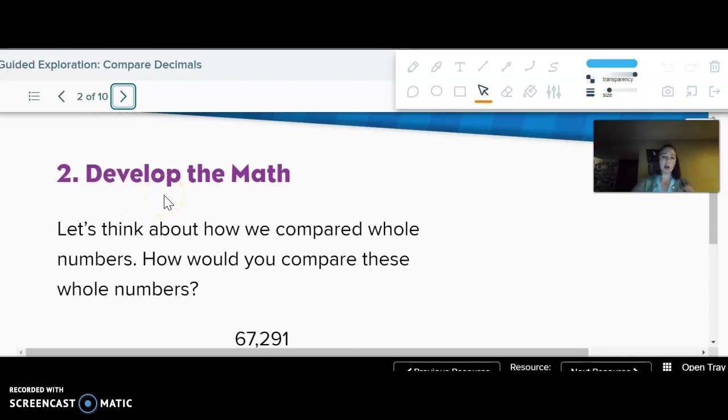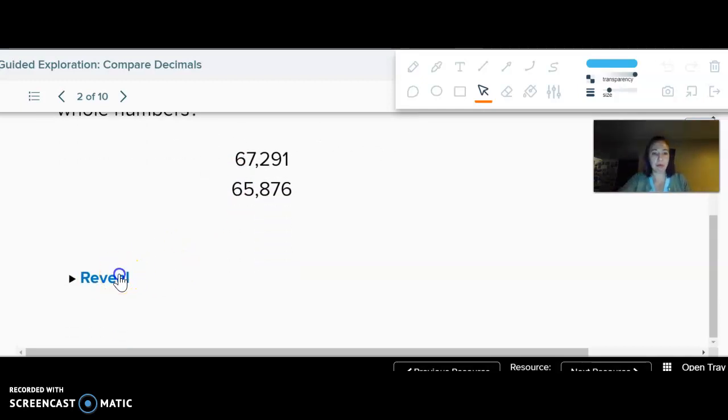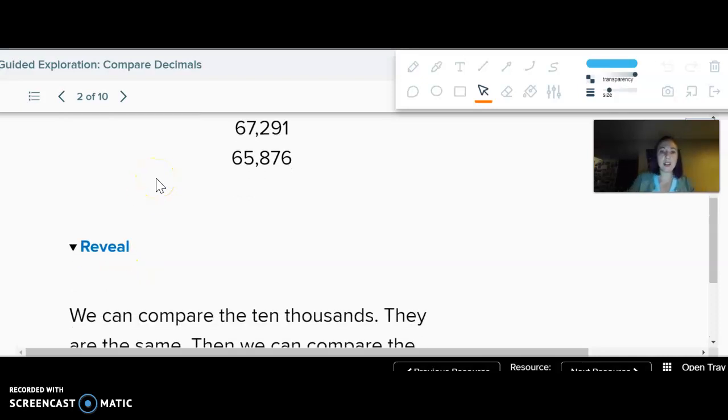So let's think about how we compared whole numbers. So if I have these two whole numbers and I had asked you which one is more, what might they do? Well, we might look at the 10 thousandths first and say, oh, look, they both have 6 10 thousandths, but if I go to the thousandths, 7 thousandths is more than 5 thousandths, so this top one is bigger.